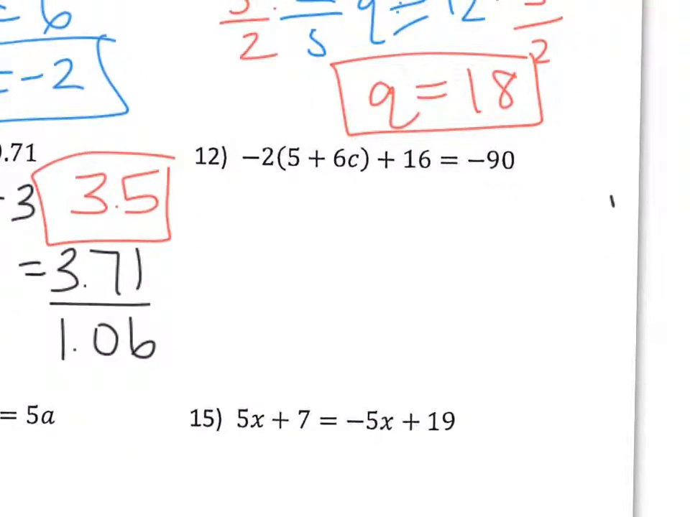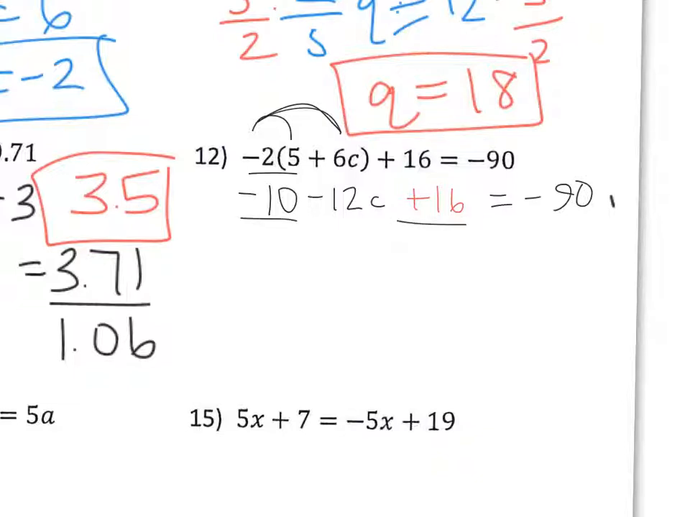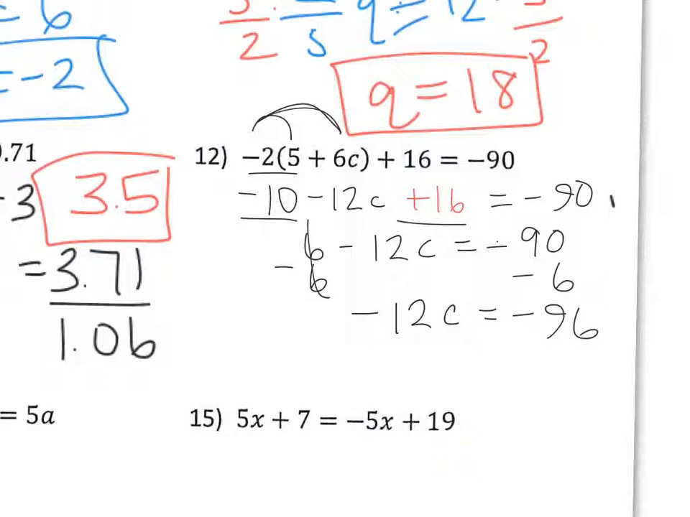And then number 12, I'm going to zoom in on this. There's a lot going on here. So number 12, you need to distribute. So it's going to be negative 10. Don't forget to distribute to the second one. Minus 12c and add 16 equals negative 90. So now you combine like terms. Negative 10 plus 16 is 6. So 6 minus 12c equals negative 90. Then I subtract 6 from each side. So it's negative 12c equals negative 96. And at the end, you divide by negative 12. So 96 divided by 12 is 8. So c equals positive 8.